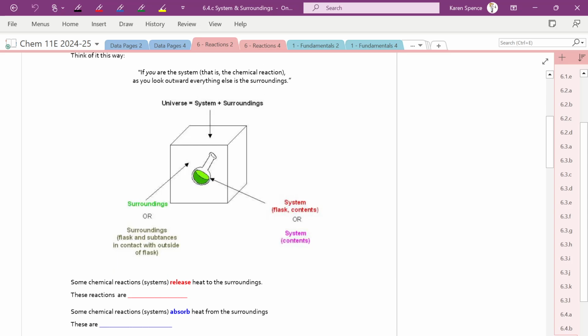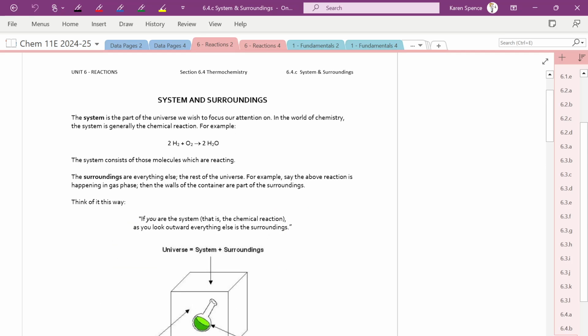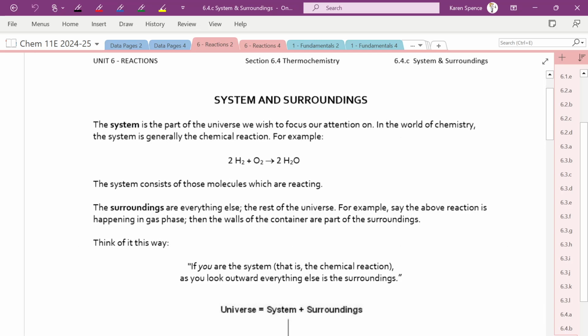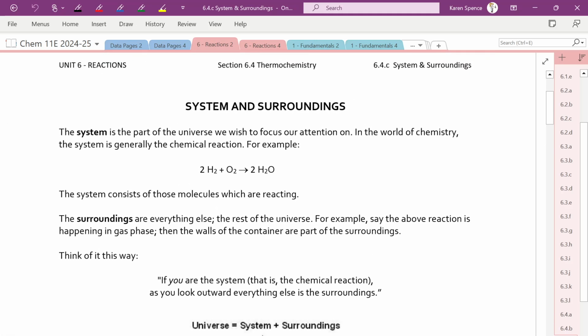All right, shall we take a quick look at 6.4c, which is on page 110. You can finish off those questions for homework.